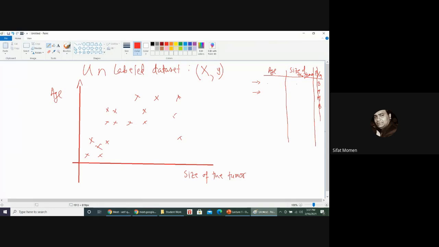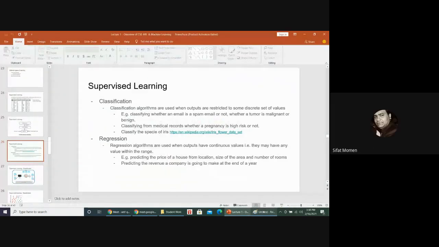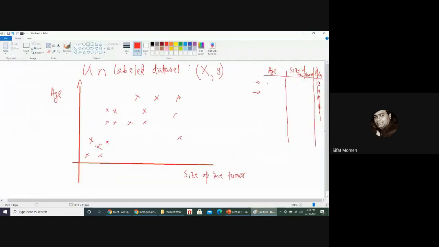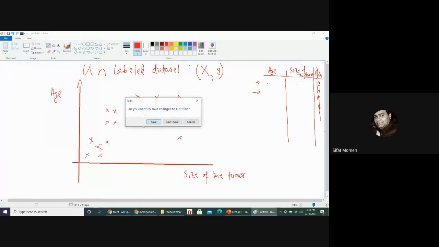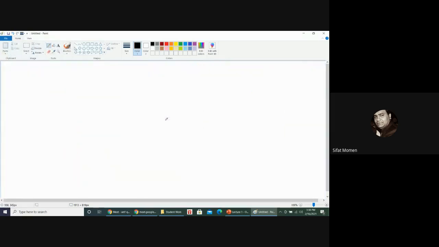Then it will be a little clearer. So far, is the labeled dataset clear to everyone? What is a labeled dataset? Yes, sir. Right. So if you have a labeled dataset, what kind of learning algorithms can I apply? Supervised. So right now, I'm going to look into supervised learning only. We're not even talking about unsupervised learning right now. Let's look into supervised learning and see what it is about.